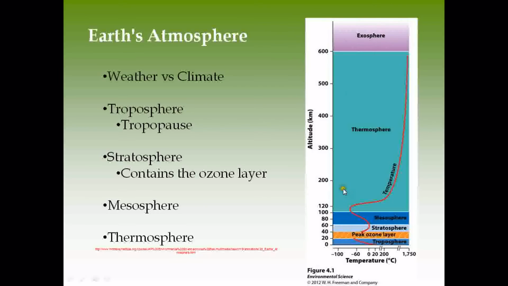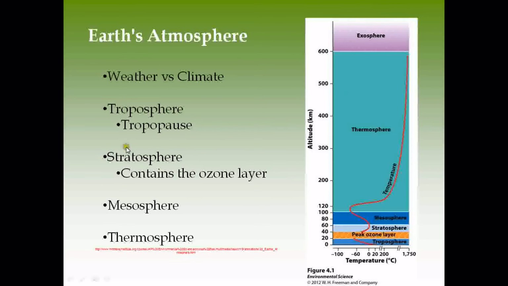Here are the layers. You need to learn them. The troposphere is the lowest layer, and it goes up about 10 miles or so. It's the air that we breathe. The troposphere is where most of our aircraft fly, and it's where most of our air pollution ends up.